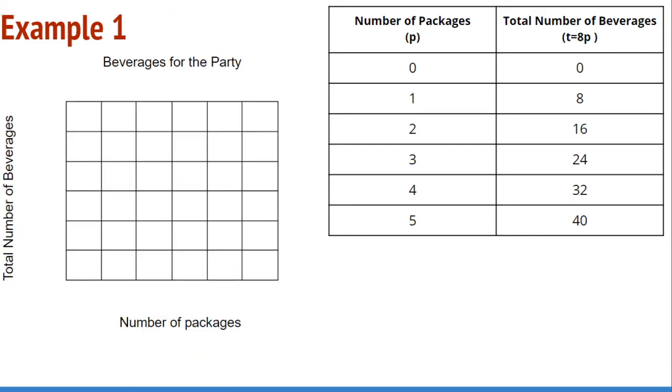So here is my grid paper, and you can see that I have my Y-axis here, and I have my X-axis here.